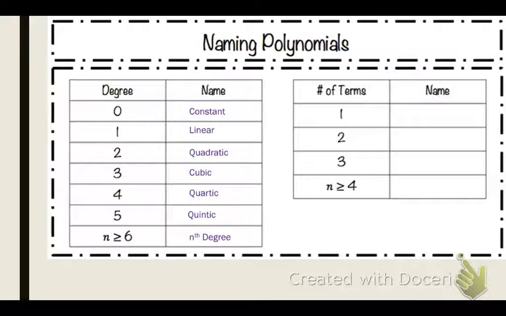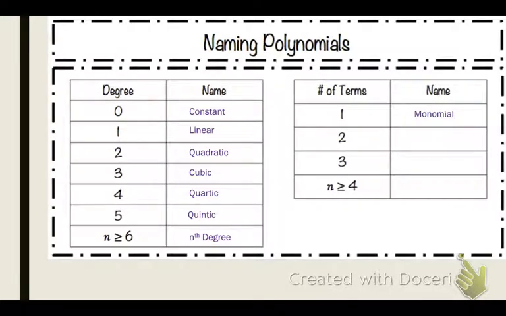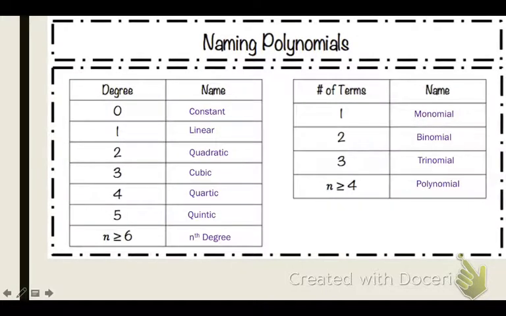Okay? And we also name polynomials based on the number of terms. So if there's only one term in our polynomial, it's a monomial. That word's kind of hard to say, but it's a monomial. Okay? If there are 2 terms, it's a binomial. 3 terms, you can probably guess, it's a trinomial. And then anything greater than 3 is just a polynomial. And if we look at this, mono means 1, bi means 2, tri means 3, and poly means many. So those should be pretty easy to remember also.